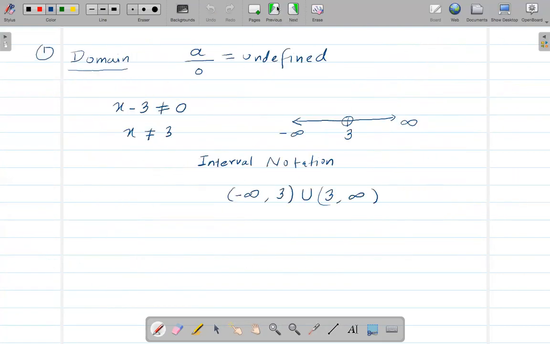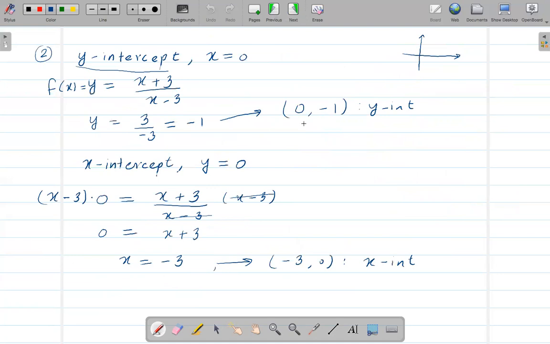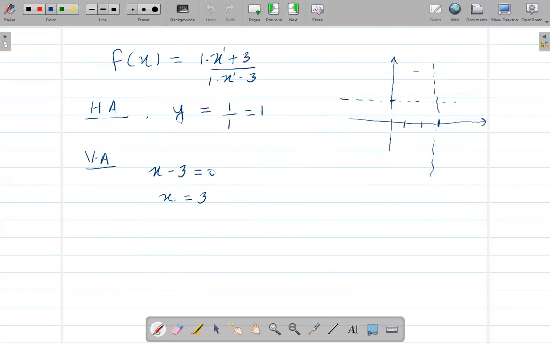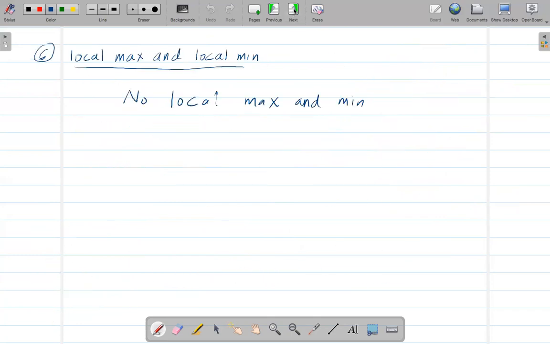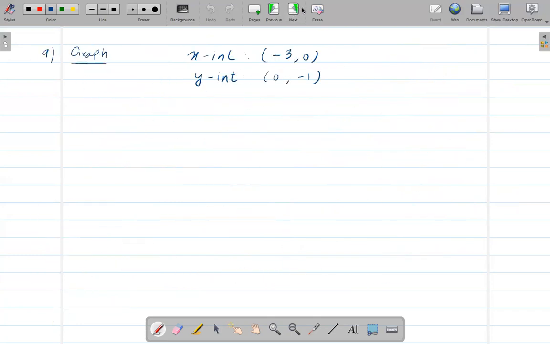We found here, right? The y-intercept was (0, -1). The x-intercept was (-3, 0). Now to graph this, as we found the asymptotes, let's draw that here one more time. So here we found asymptotes. Let's draw that.